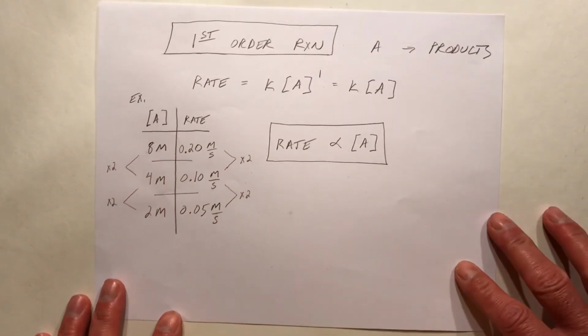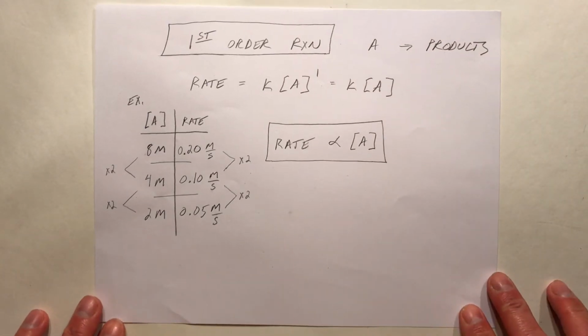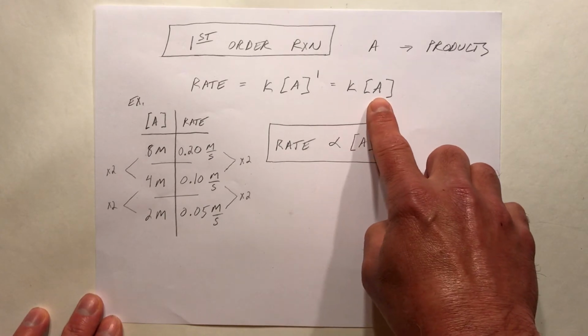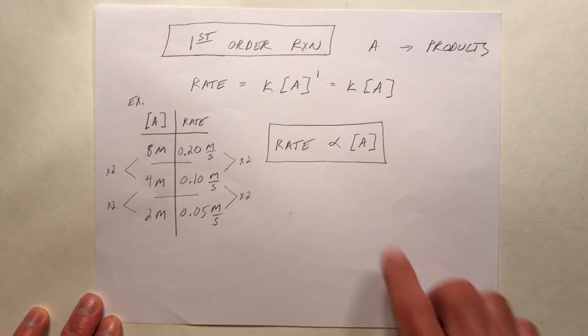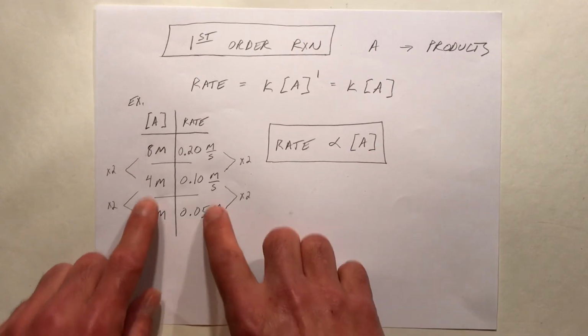Let's take a look at a first order reaction. With a first order reaction, we can say that the rate of the reaction is equal to k times the concentration of A. So the rate's directly proportional to the concentration of A. Let's look at these data points here.